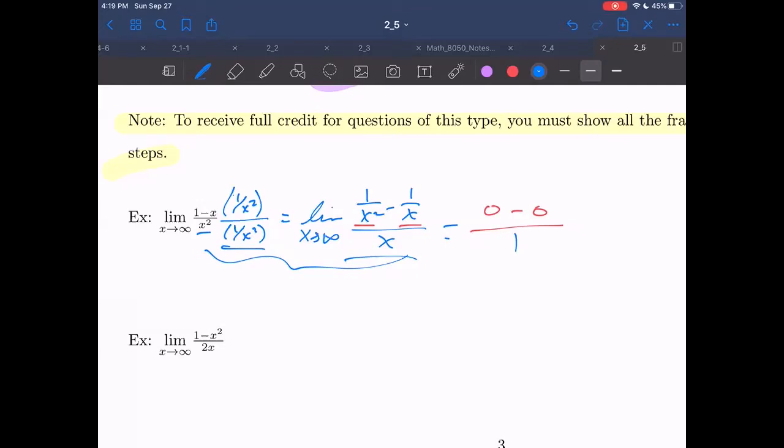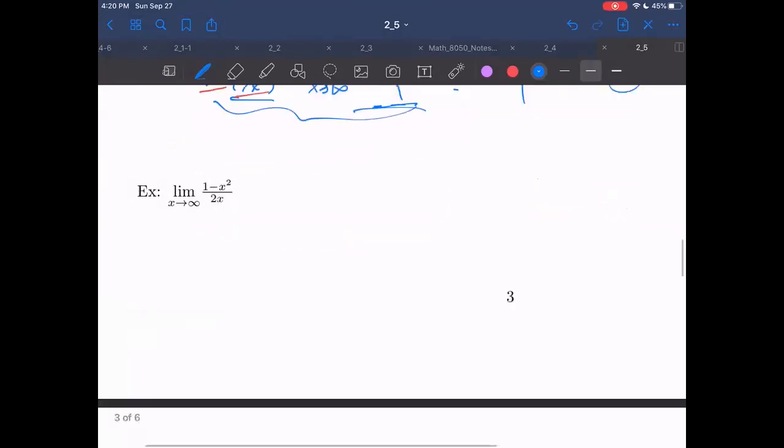Actually, wait, nope. The denominator will be 1, because when we multiply x squared by 1 over x squared, we get 1. All right, so there's that. And then let's look at this other limit.